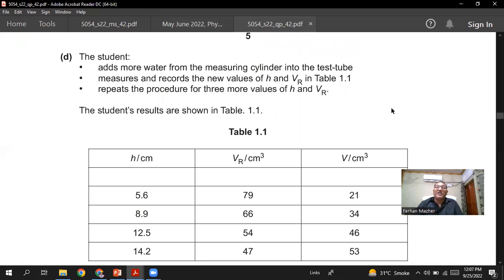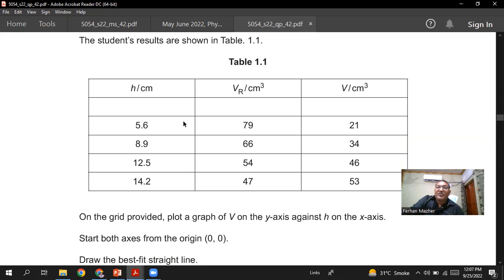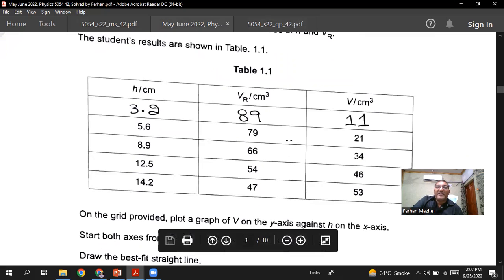Repeat the procedure for 3 more values of H and VR. The results are shown in the table. And that table I can show you from here. We have filled it. So these are the different values of H. These are the values of the VR. This is the volume, which is in the test tube.